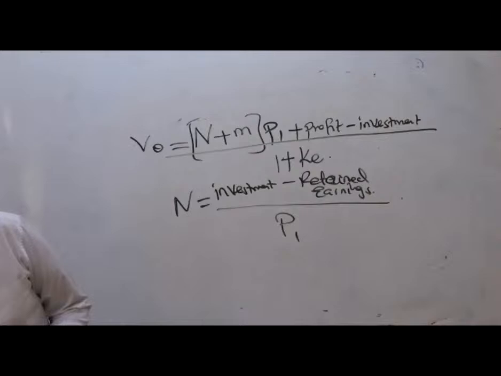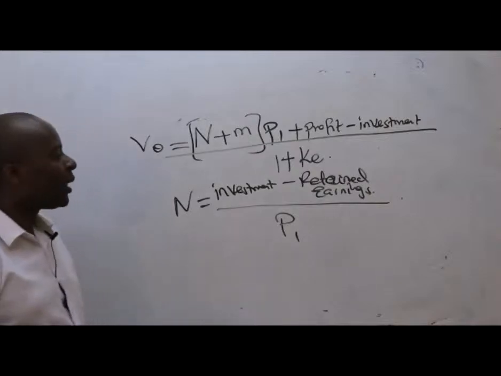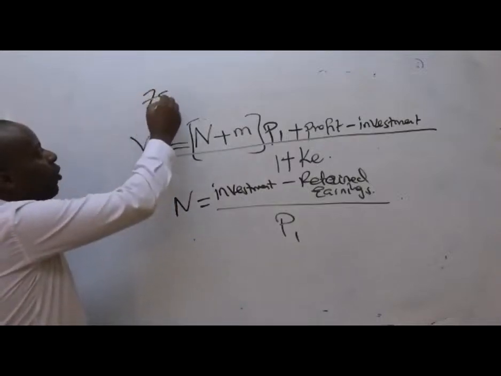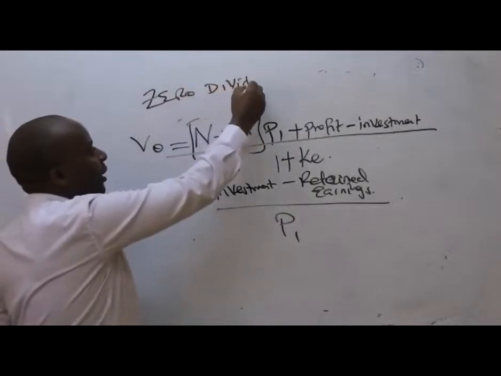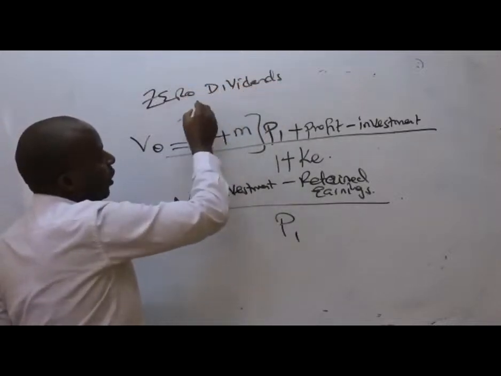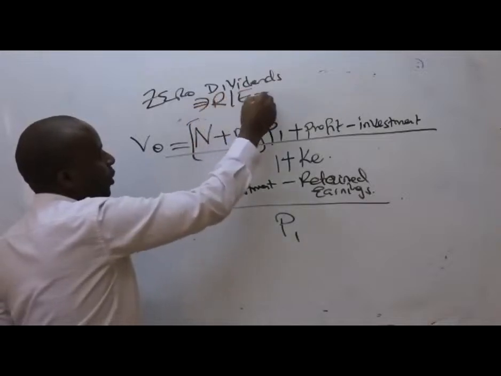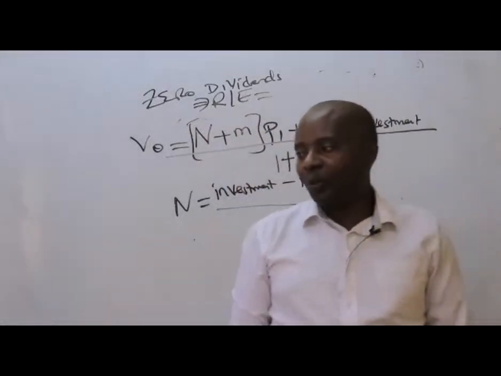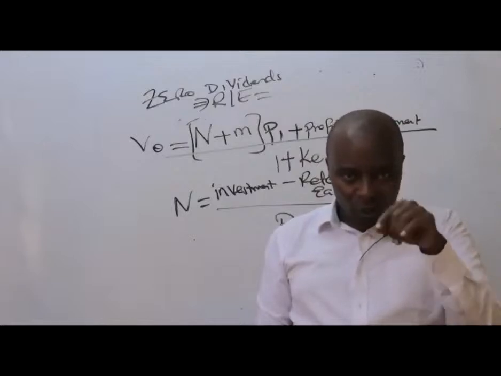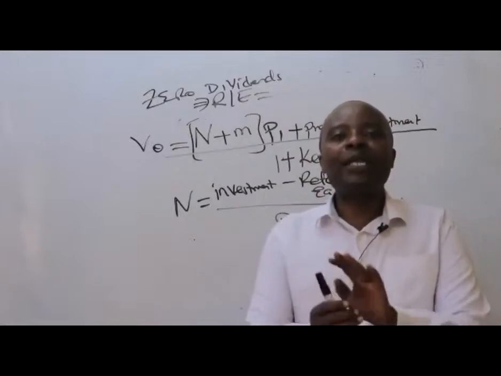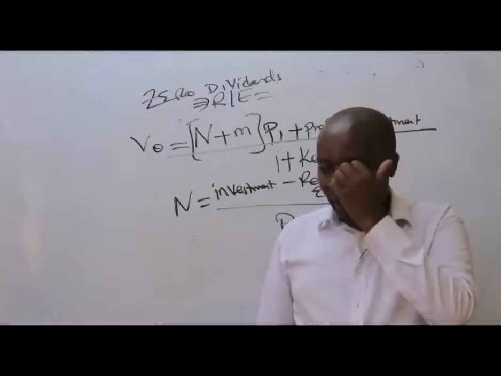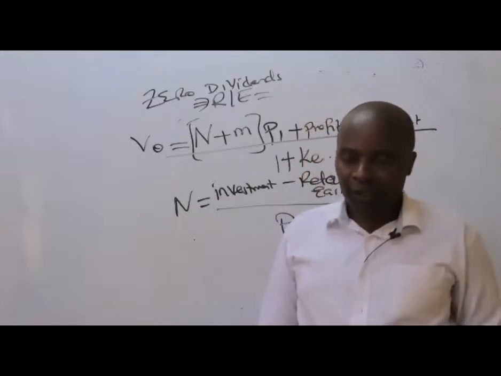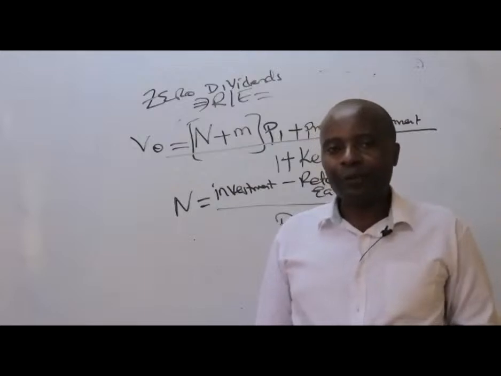Very interesting. So ladies and gentlemen, in this question of ours, if we don't pay dividends, when we talk of zero dividends, if we don't pay dividends at all, then what will be the retained earnings? Can somebody talk to me this afternoon? When dividends are zero, how much retained earnings are we going to have?